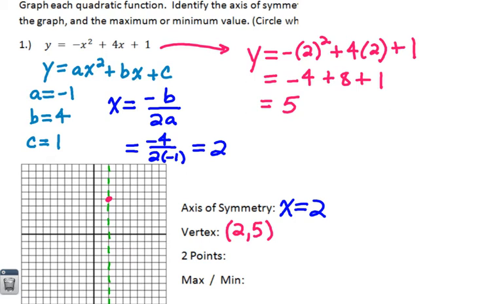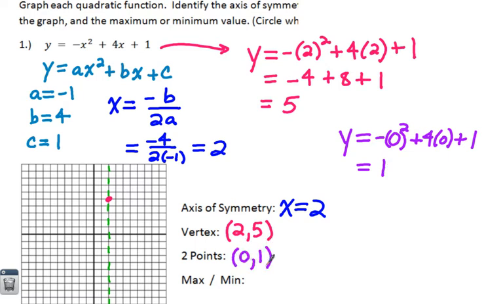What have I said in class about what's easy to plug in? Like, what's the easiest, most ideal value to plug into the original equation? And I hope you realize that it would be 0. So -0 squared, if you want to do that, plus 4 times 0 plus 1. That's so quick to figure out that it's going to equal 1 when you plug in 0. So that means that one other point ends up being 0 comma 1.